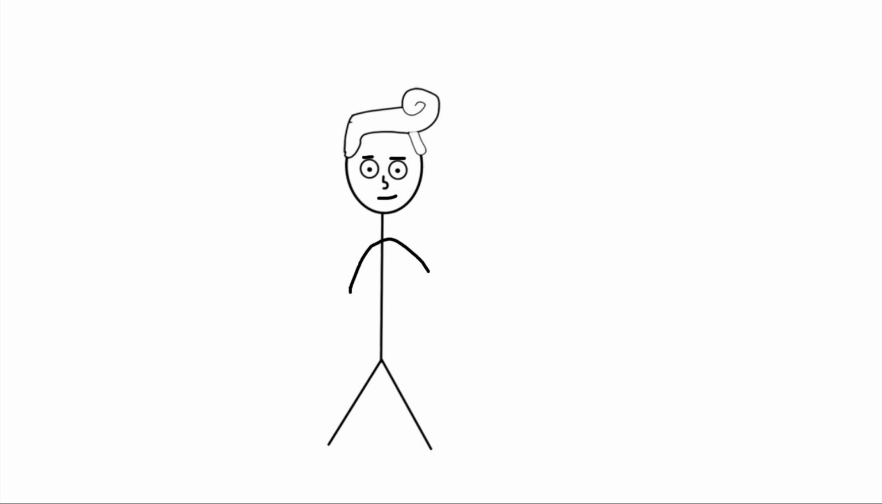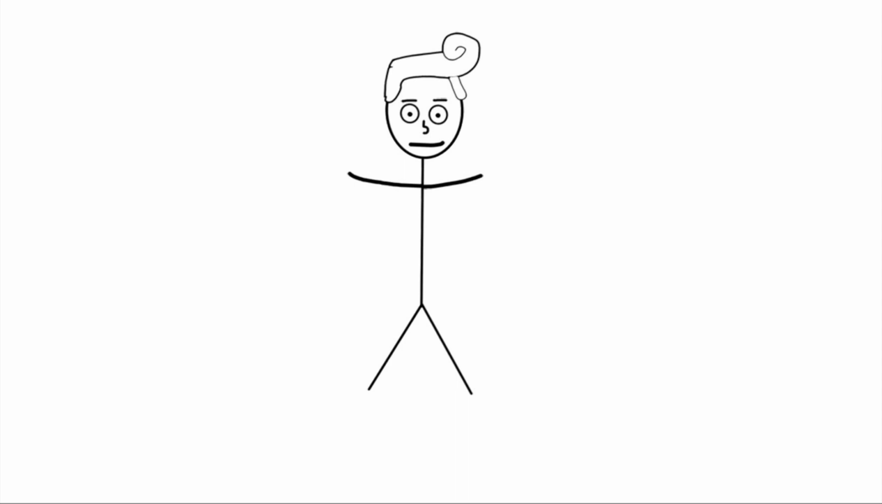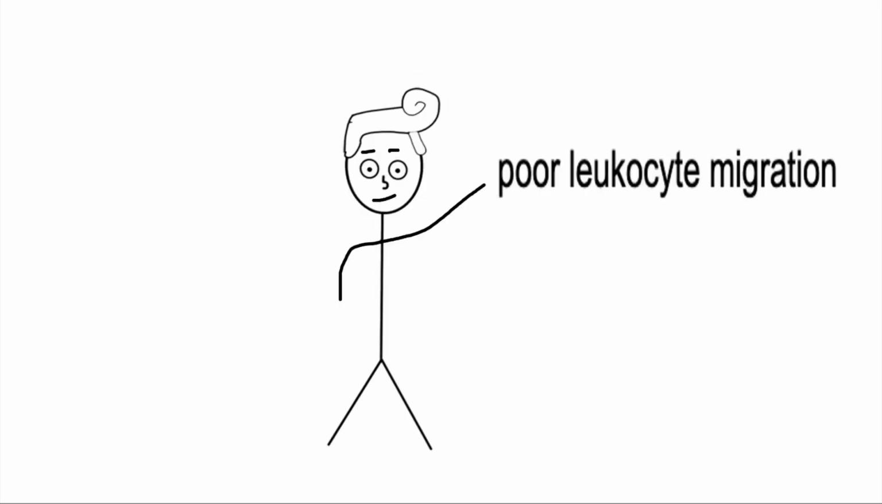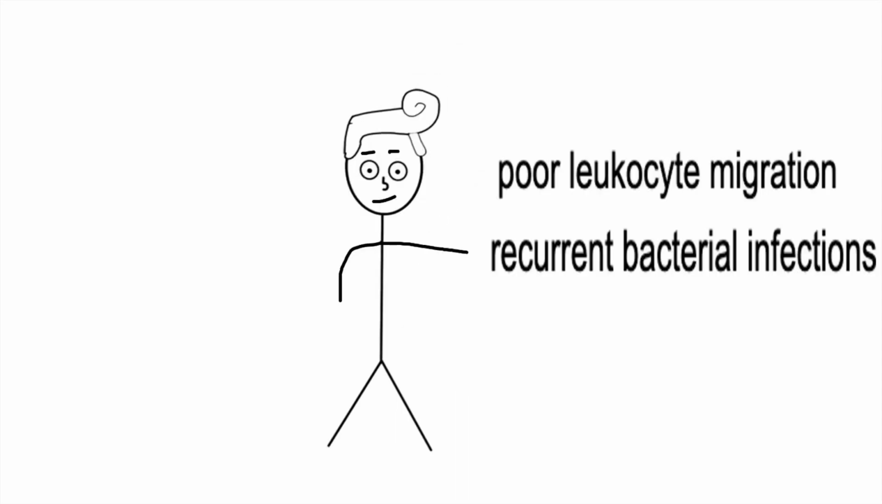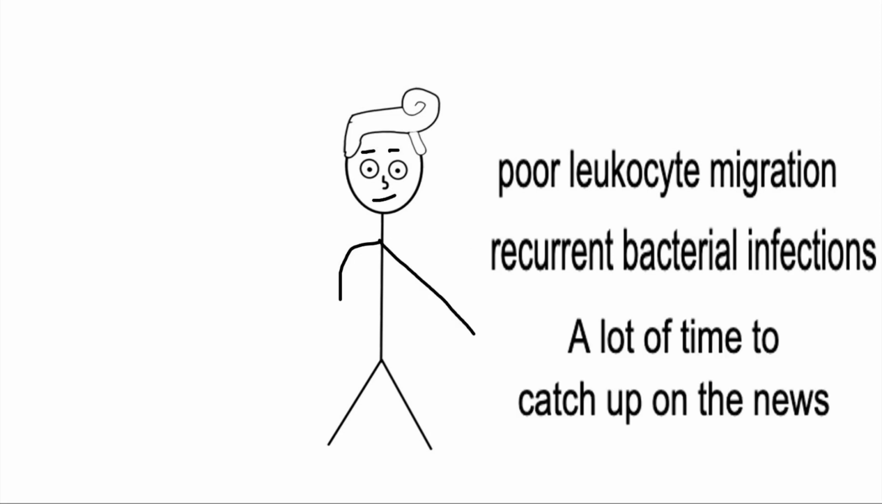But what happens when you have a rare autosomal recessive disorder called leukocyte adhesion deficiency? Well, you get poor leukocyte migration, recurrent bacterial infections, and a lot of time to catch up on the news.